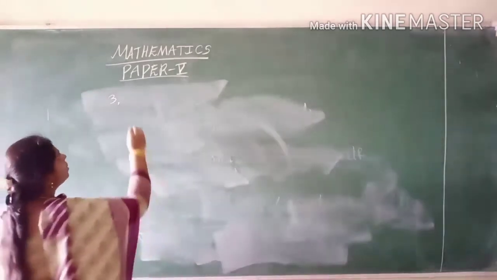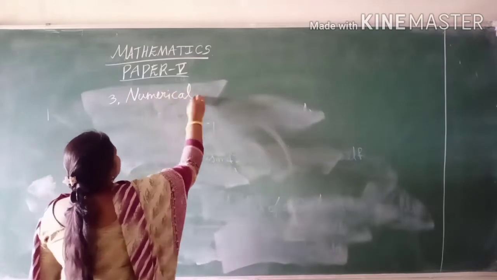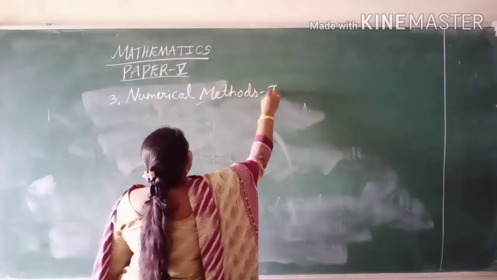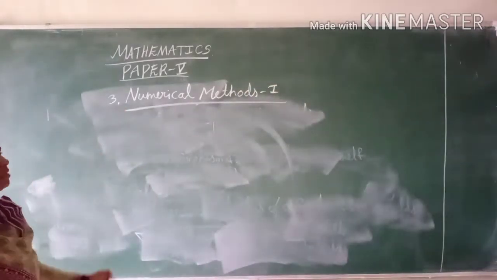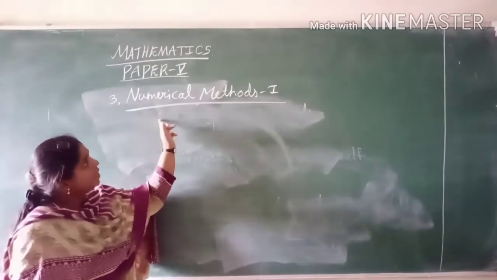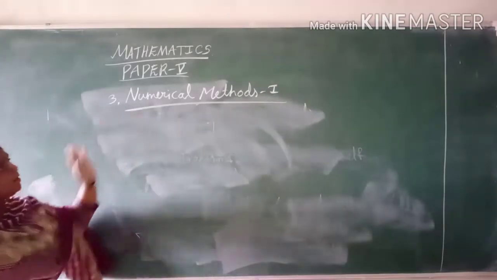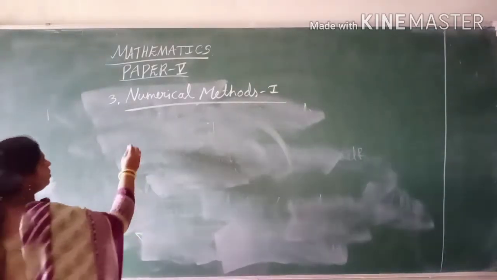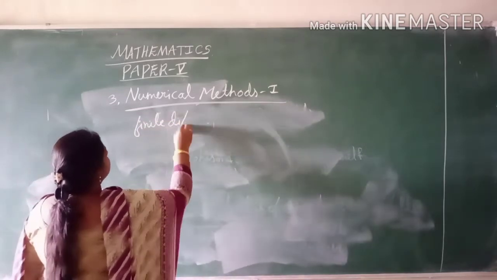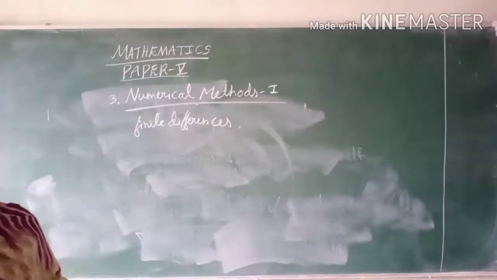Next, unit 3, numerical methods 1. Clear? This is the new concept you are learning in paper 5. The continuation part, numerical methods 2, we will learn in the 6th paper. Under numerical methods 1, we will learn the finite differences. In that, there are 4 operators.